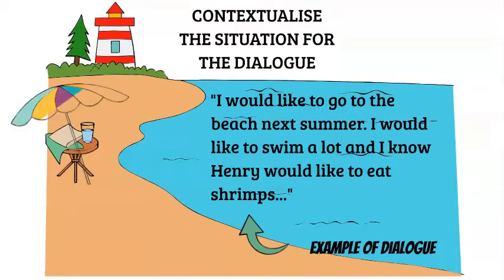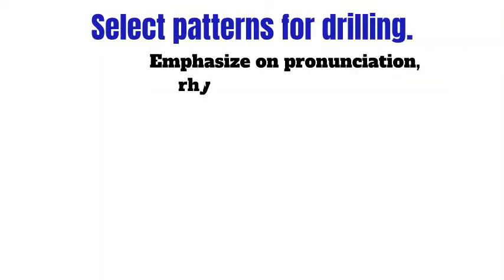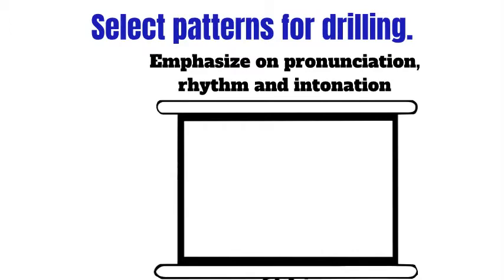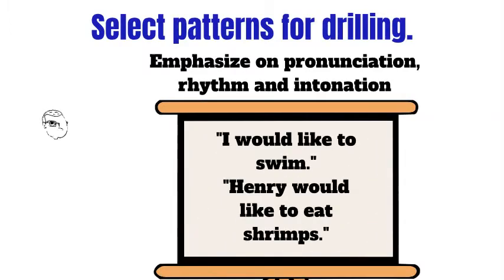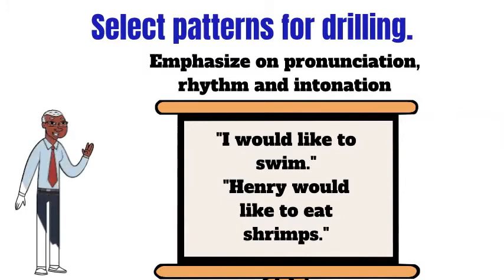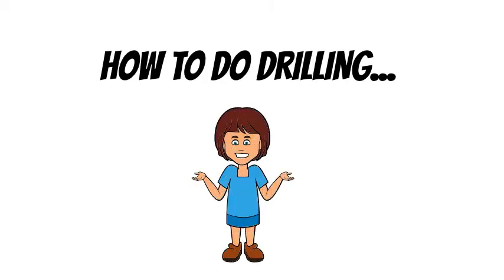After the dialogue has been presented and memorized, grammatical patterns in the dialogue are selected and they become the focus of different kinds of drills. The use of drills and pattern practice is a distinctive feature of the audiolingual method. And now, how to do drilling. There are 12 kinds of drills. I will explain each one and give you an example so you know how to do it, okay?